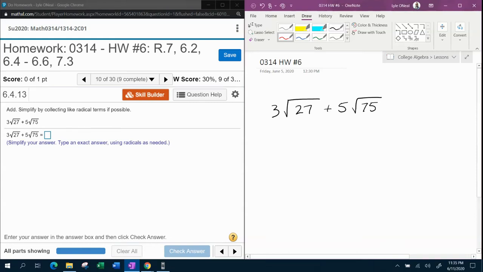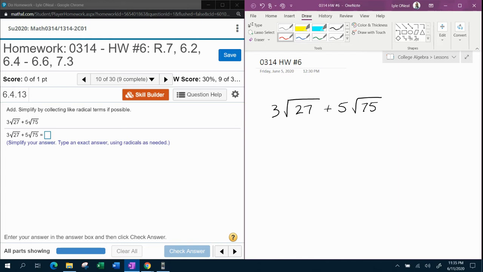All right, here we go. Question number 10 from our 0314 homework number 6 in MyLab Math. The instructions say to simplify by collecting like radical terms if possible.